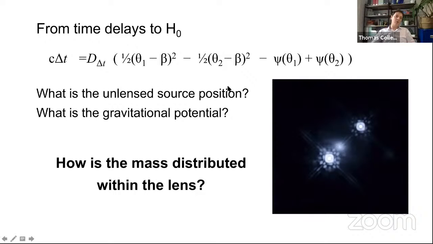So to solve this equation, you basically have to know how the mass is distributed in the lens, because you need to know the lensing potential for these ψ terms, and you need to know this β, the unlensed source position. So what that boils down to, as I said, is knowing how the mass is distributed in the lens.